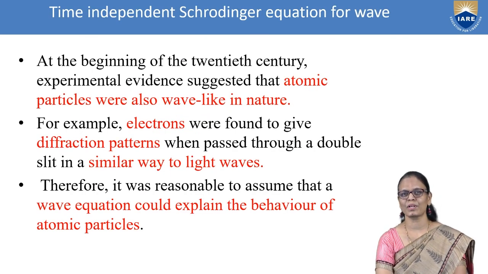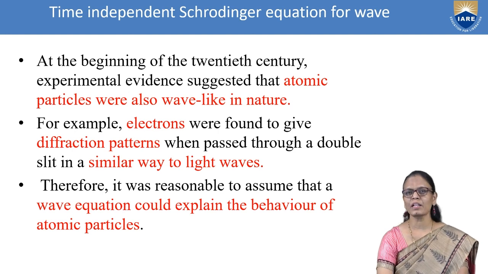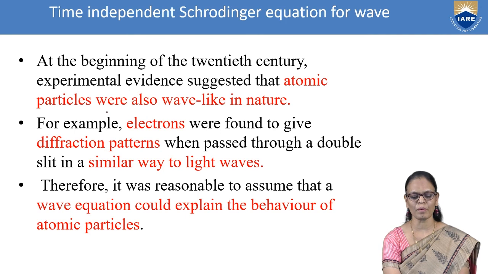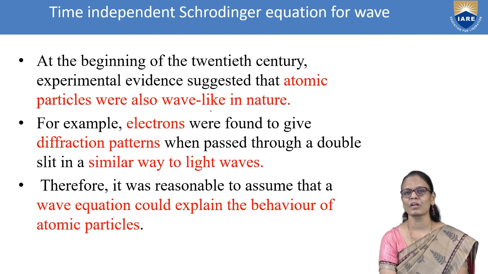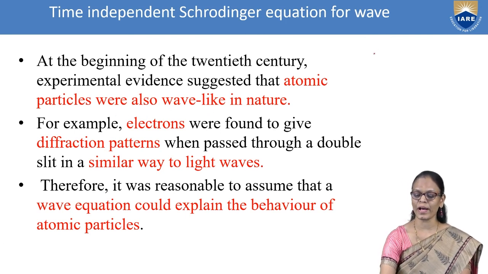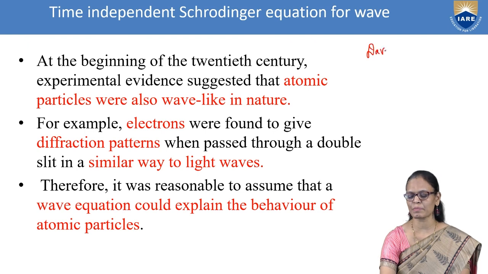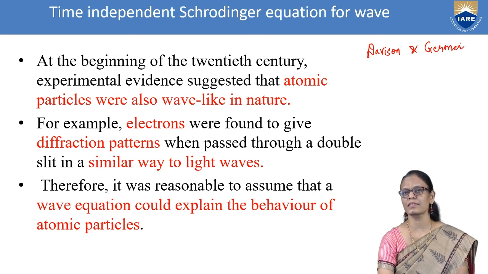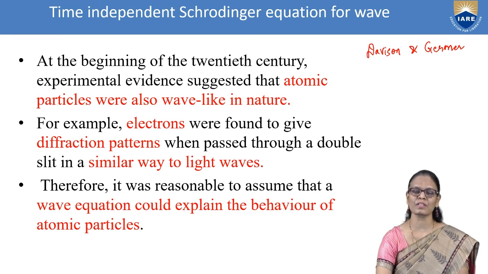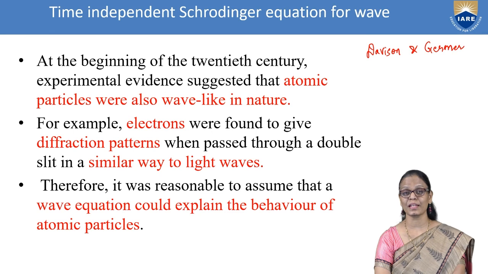Now coming to the equation. At the beginning of the 20th century, experimental evidence suggested that atomic particles were also wave-like in nature. We also have seen the Davisson and Germer experiment. Davisson and Germer are two scientists. Actually, they were working with crystal studies. They were trying to study the surface of the crystal and its nature.